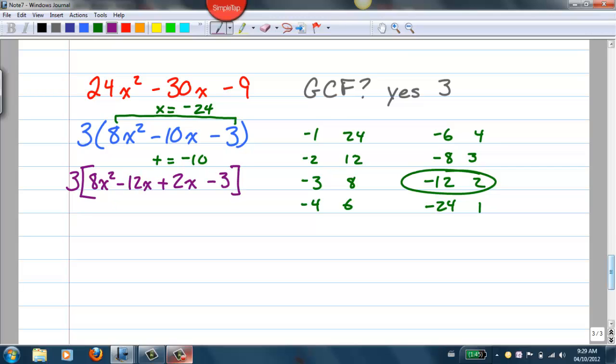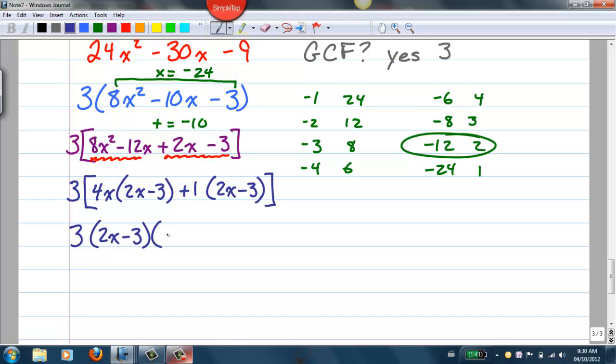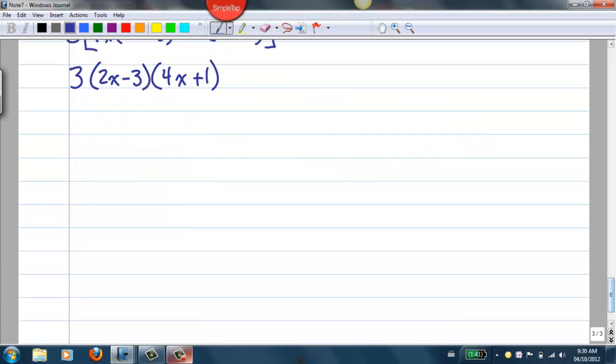We can use that negative 12 and the 2 to break up the middle term, the negative 10x, and then factor by grouping as before. The 3 stays out in front. I use a big square bracket because there's going to be some round brackets inside. 2x minus 3 is common, 4x plus 1 are my leftover bits, and I make up my other factor with them.